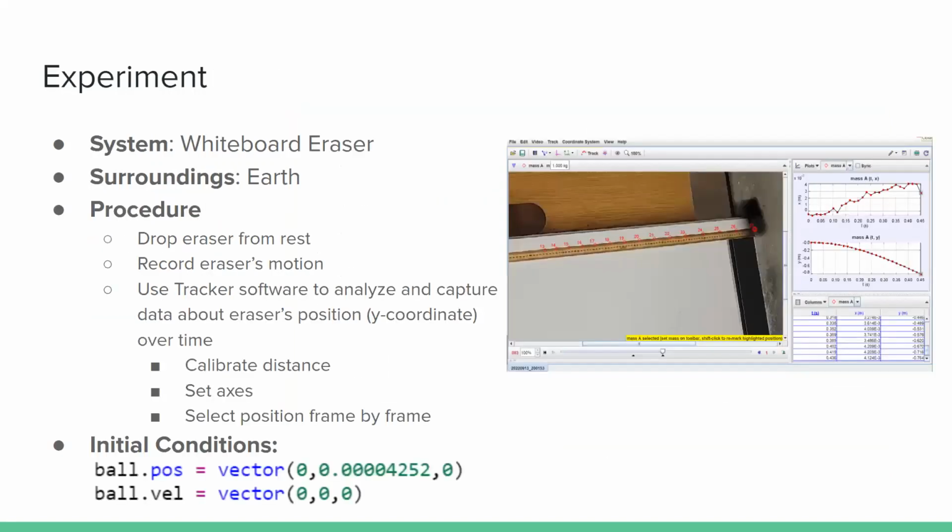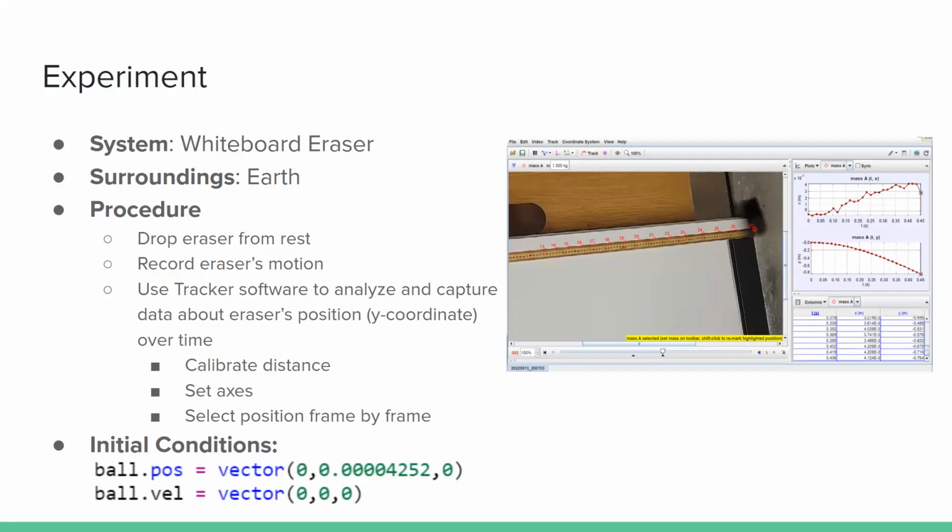For this experiment, the first step in performing this lab was to identify the system and surroundings. My system is a whiteboard eraser that was in our lab classroom, and the surrounding is the Earth. For the experiment, a groupmate of mine dropped the eraser and I recorded its motion. I then used the Tracker software to obtain data about the vertical motion of the eraser.